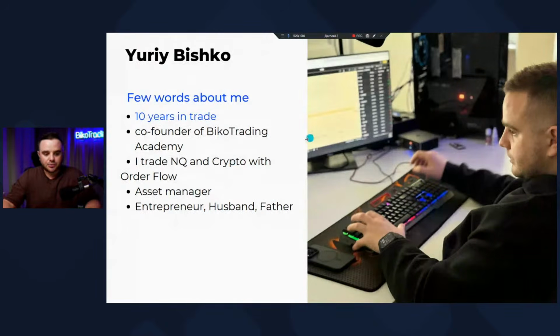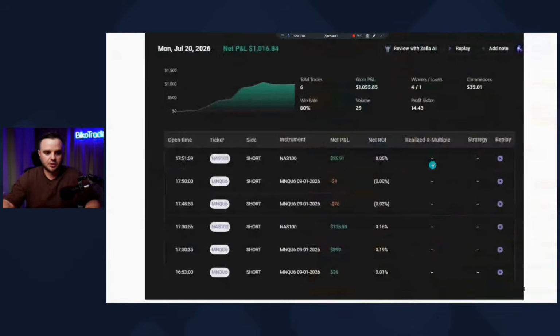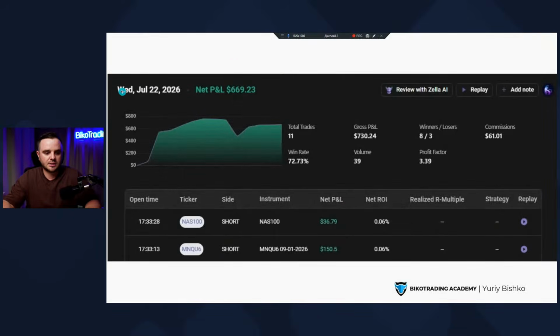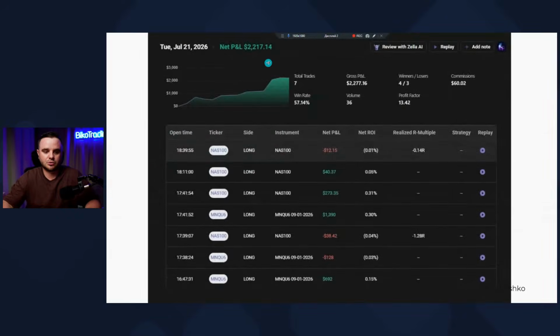I trade crypto, and also I trade NASDAQ futures with order flow. At this moment, as you can see, these are results for the previous days. It's like this week. Normally, I have profits of around 1,000, 2,000. Yesterday, honestly, it was a difficult day for me. I made only 669. On Tuesday, it was a good day. As you can see, I made 2,200. And I will show you the trade breakdowns that I took during those days.